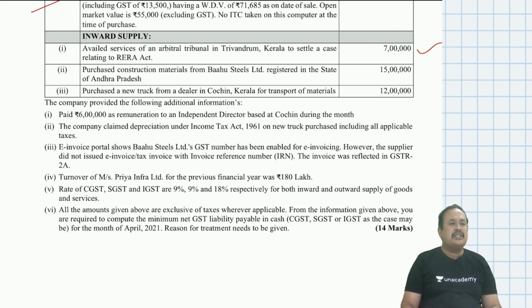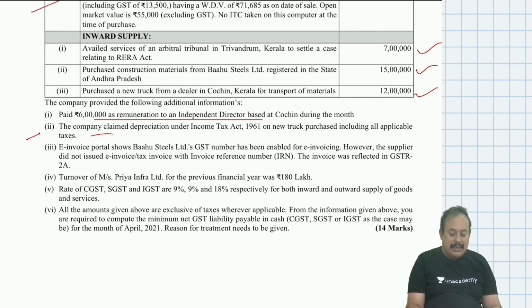Purchased construction material from Wahoo Steels Limited, registered in the state of Andhra Pradesh, 15 lakh. Purchased a new truck from a dealer in Cochin, Kerala for transport of materials, 12 lakh. The company provides the following additional information. Paid 6 lakh rupees as remuneration to an independent director based at Cochin during the month.